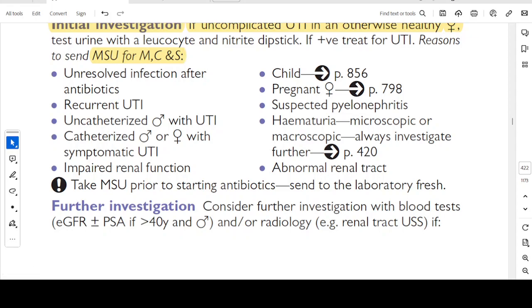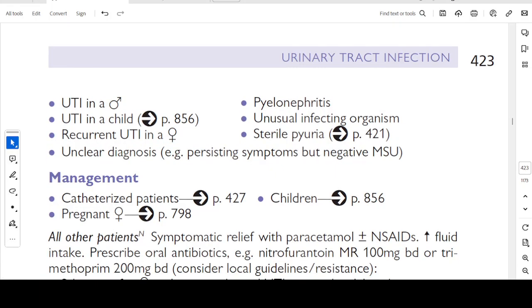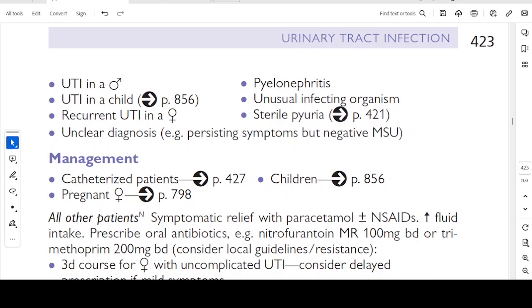Further investigation. Consider further investigation with blood tests, that is eGFR, plus or minus PSA if the patient is a male more than 40 years. If there is a urinary infection, you send for microscopy, culture and sensitivity, and then send for eGFR and PSA testing or radiology, for example renal ultrasound, if UTI in a male patient.